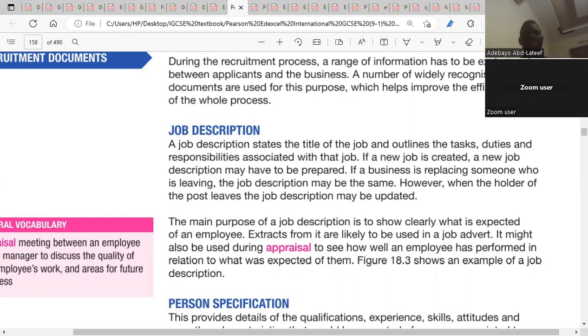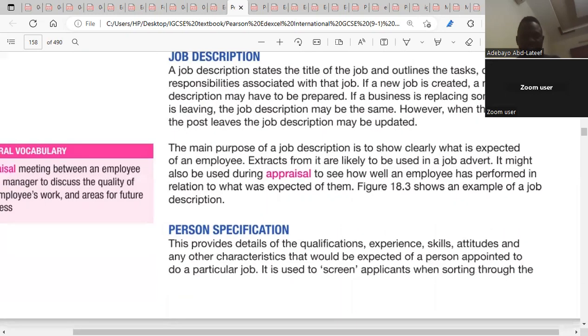The next one is job description, which I just explained to you. The task, the responsibilities associated with the job I want to do. That is job description. The next one is person specification. When talking about person specification, we're talking about the characteristics, the features, the qualification, the skills, the experience, the expertise of the person we want to employ.